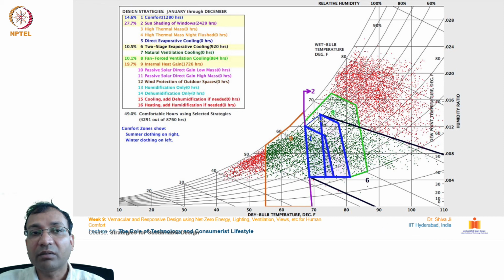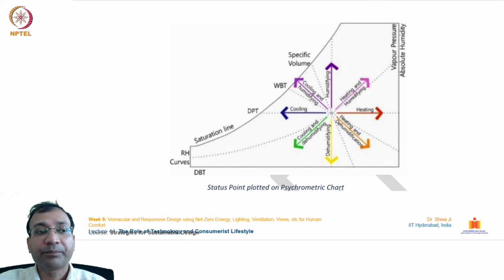So you see these boxes drawn in blue over here. These are the two sets of human comfort conditions, for winter months and for summer months. So we strive to bring the comfort conditions in this area in our design spaces. This is how we design for comfort conditions.